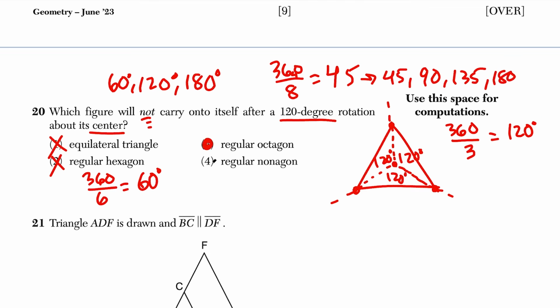Now just to verify that 4 would work, we're going to take the nonagon, which has 9 sides. We do 360 divided by 9, and that would give you 40.